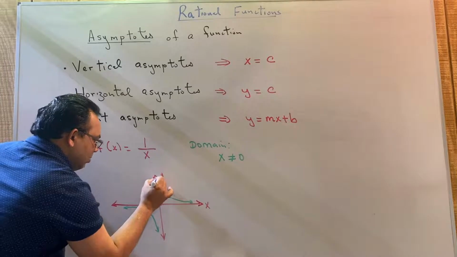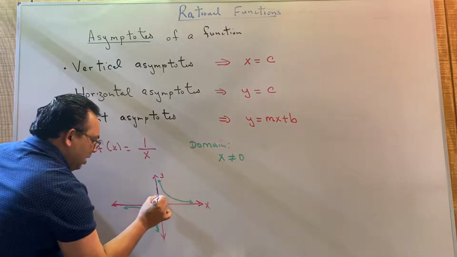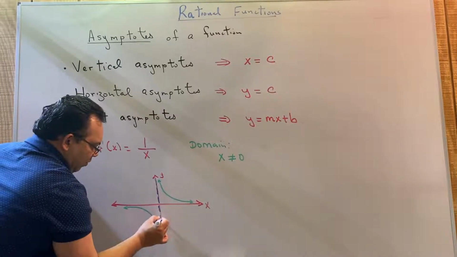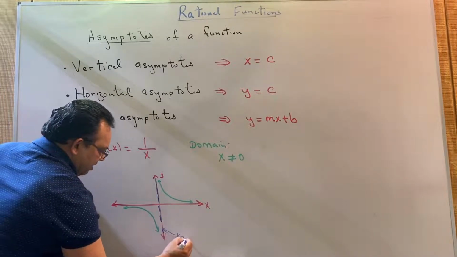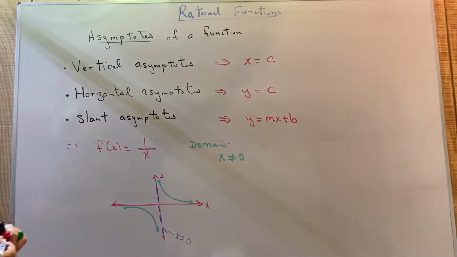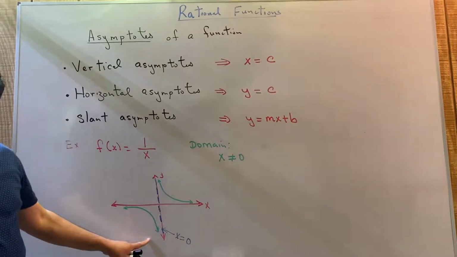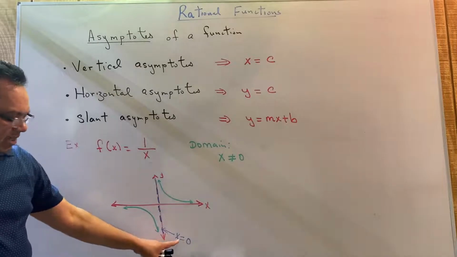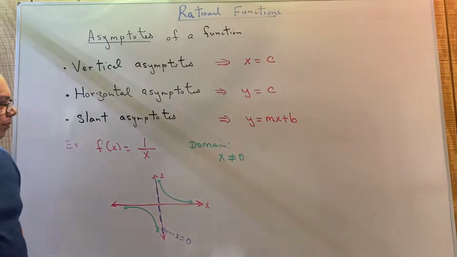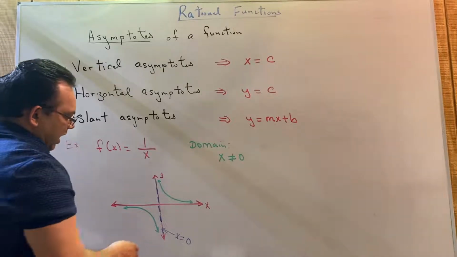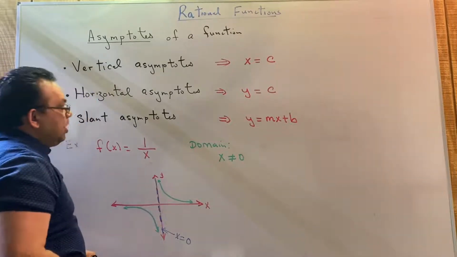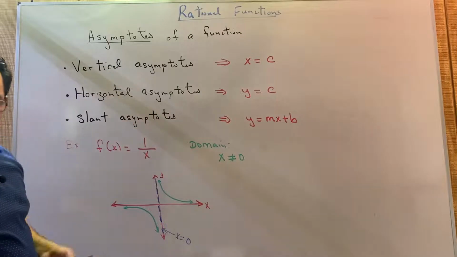The line x equals 0 will be this broken line that I'm drawing here in blue. This line here will be the line x equals 0. And that is a vertical line, because the vertical line is always x equals some number. Okay? Now, this broken line is what we call our vertical asymptote.